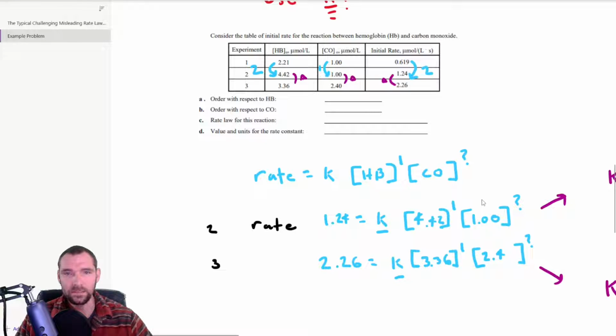But then the problem here is that, yeah, sure, this is almost doubled, and this is almost doubled, but then this has actually gone down. So that's going to contribute to our overall rate as well. So we can't do a simple comparison between these two, because this is also changing.